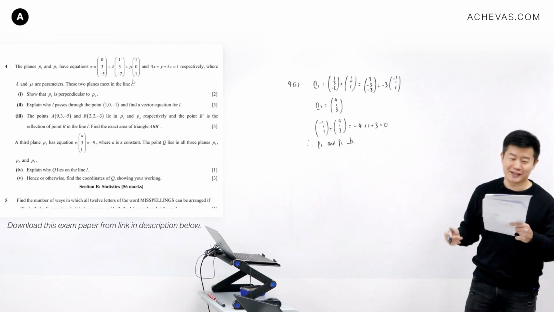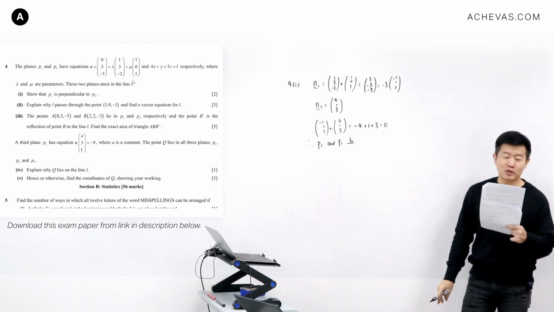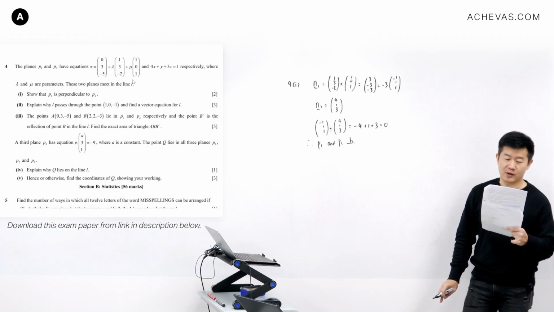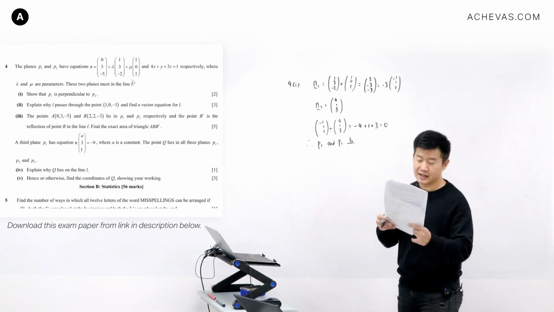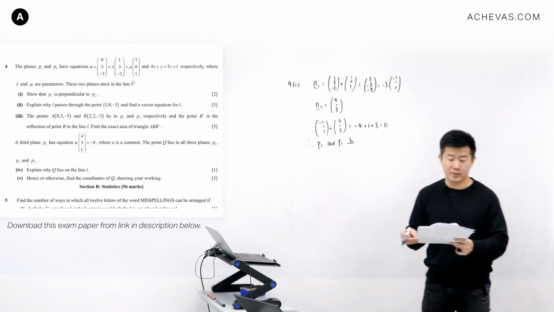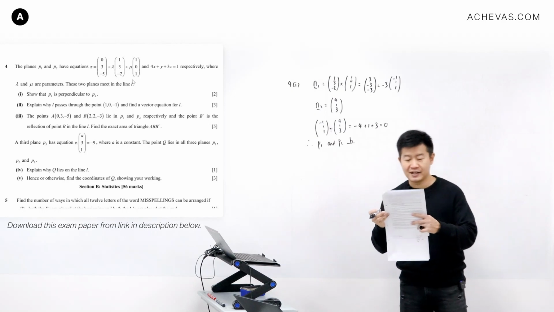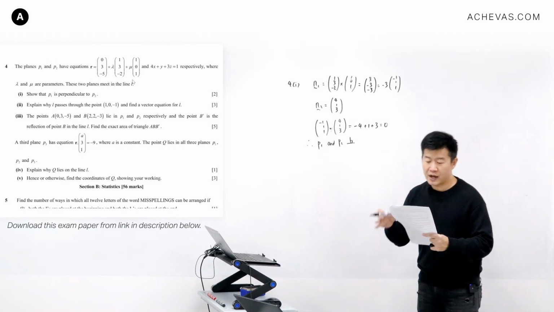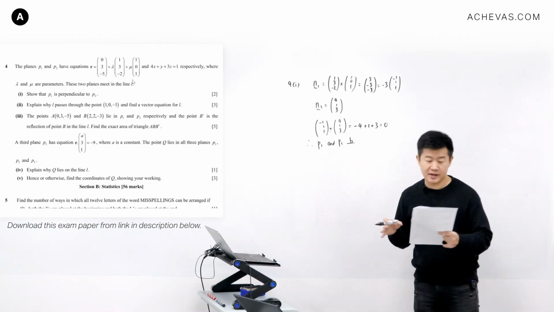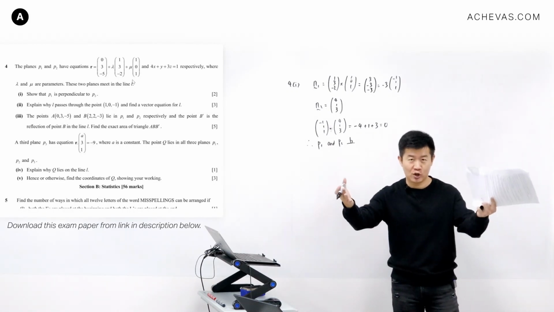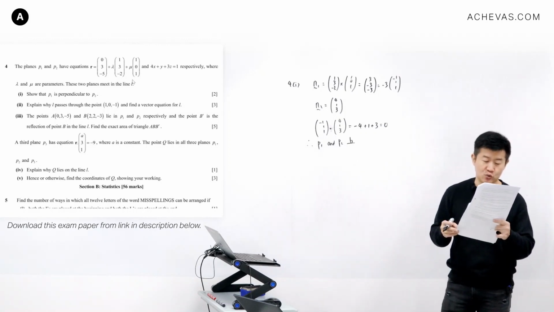Okay? You guys can fill in the statement. So then part 2. Part 2, we want to explain why L passes through the point 1, 0, minus 1. And we want to find the vector equation of this L. What is this L? According to what the question says, L is the intersection between the two planes. So the two planes will be intersecting at a line. This line is called L. And if 1, 0, minus 1 lies on L, that means 1, 0, minus 1 must also be lying on both planes P1 and P2, correct?